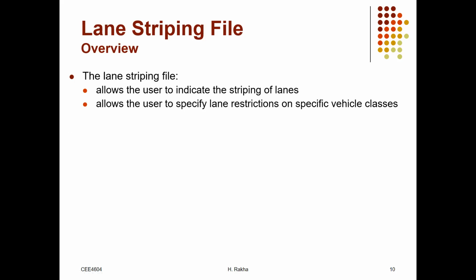Now, the lane striping file does 2 things. It allows you to do the lane striping, but it also allows you to restrict certain vehicle classes from the use of certain lanes. When do you think that will come in handy? The second thing, the second condition, when would that come in handy? Any thoughts?